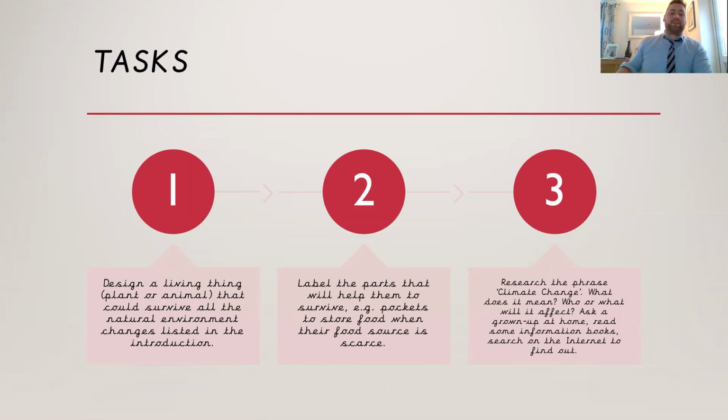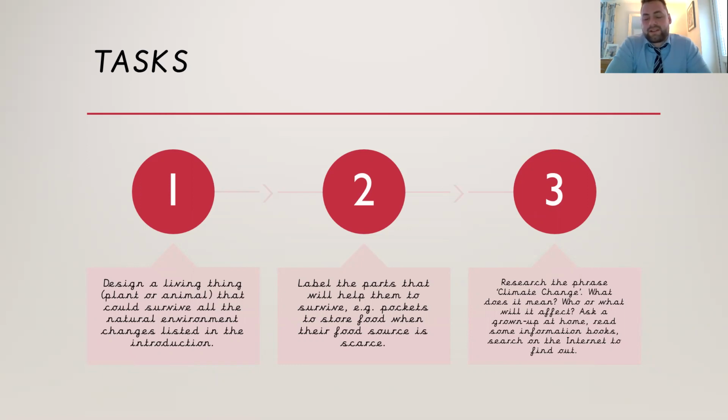Number 1, design a living thing, plant or animal, that could survive all the natural environmental changes listed in the introduction. Now, if you're struggling with that, only pick one natural environment change in that introduction, and I'm going to go back to that and show you where to go to get that slide in a minute. You could label the parts of your animal to help to give a bit of information about how they survive.